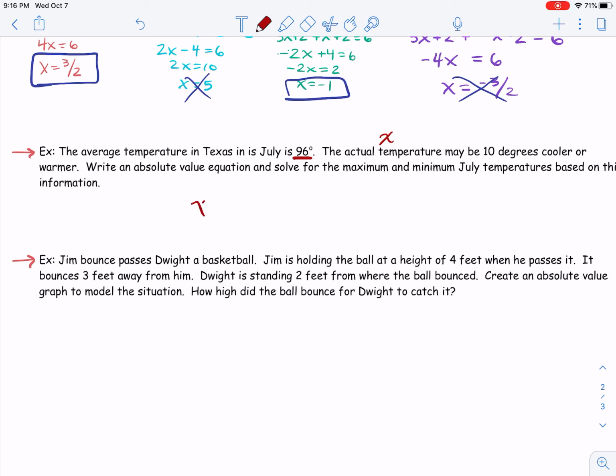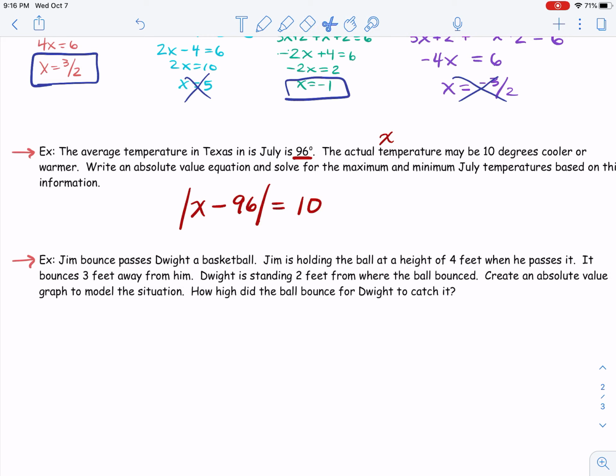So the difference between the actual temperature and the average is going to have that difference of 10 degrees in the positive or 10 degrees in the negative. So think about this realistically, guys. What is an actual temperature in July? Maybe it's 100 degrees. If I plug in 100, does that make sense? 100 minus 96, absolute value, that would be 4. Does 4 equal 10? No, but we're saying it could be up to 10 degrees warmer or 10 degrees cooler. So maybe like 106, right?